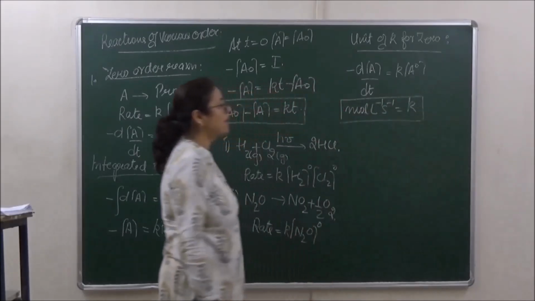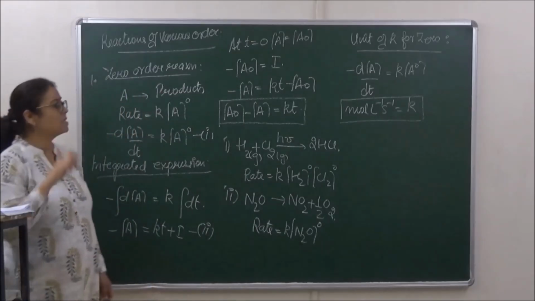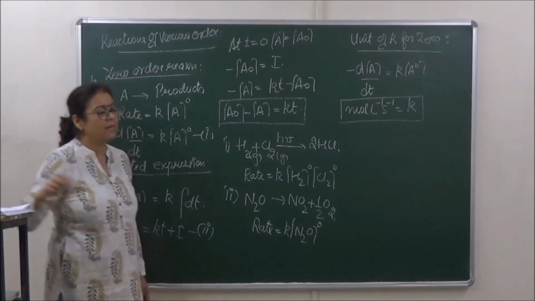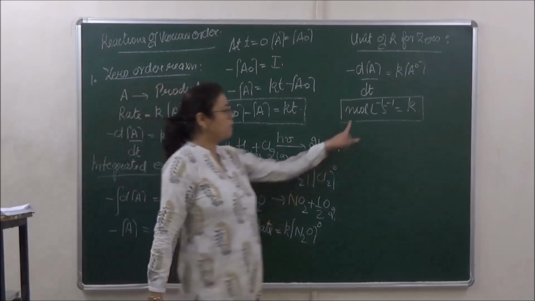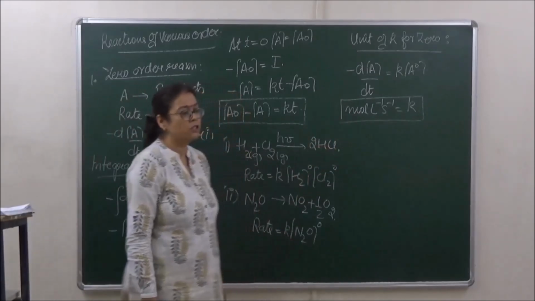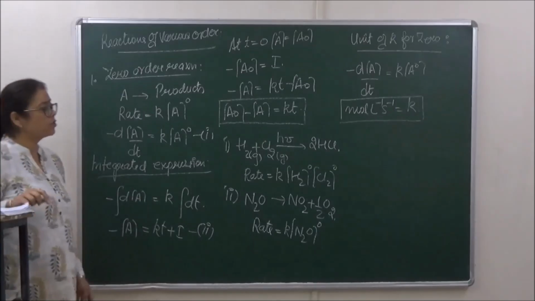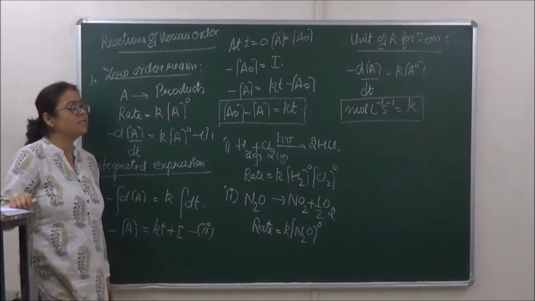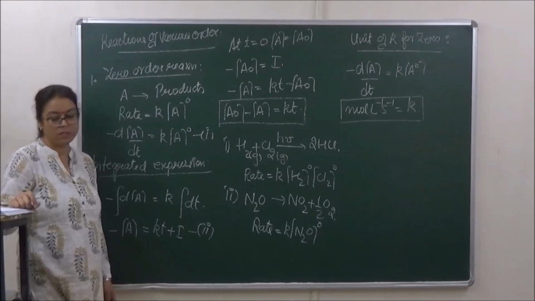So whenever the value of K is given to you in the question, in moles per liter per second, and you are asked what is the order of the reaction, then you have to manipulate the order of the reaction on the basis of the units of the rate constant. Okay? So if the unit of rate constant is given to you as moles per liter per second, then that means it is a zero order reaction. Okay?